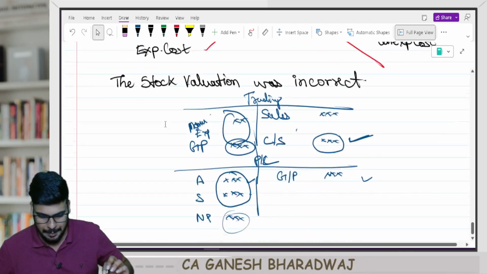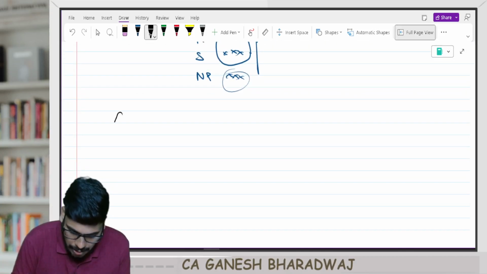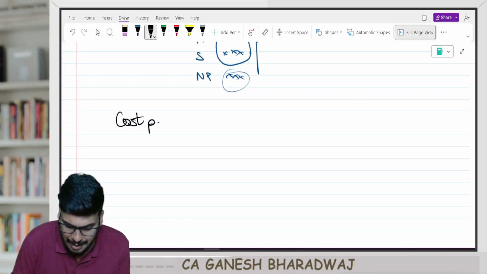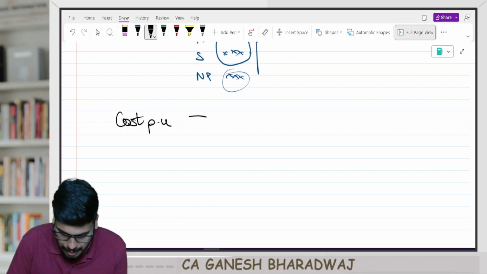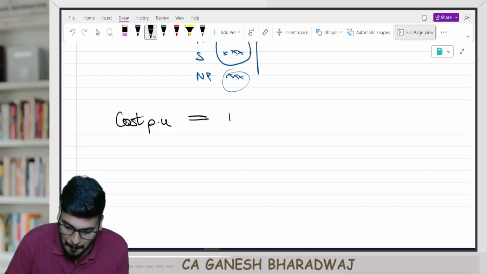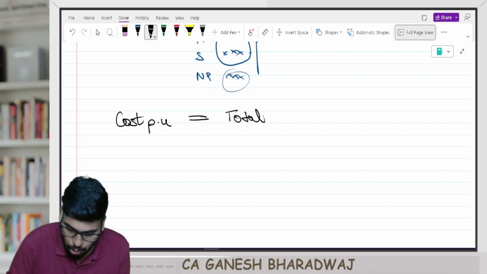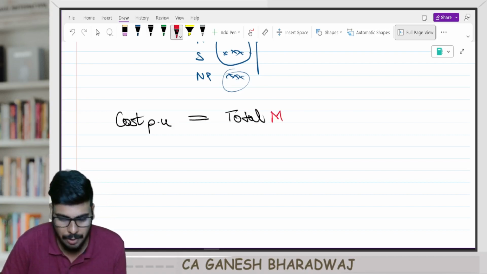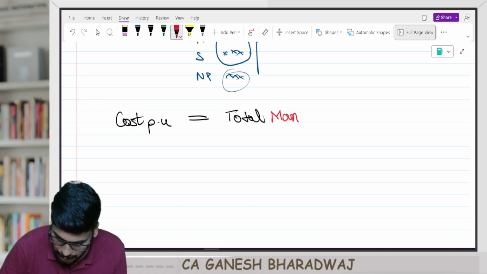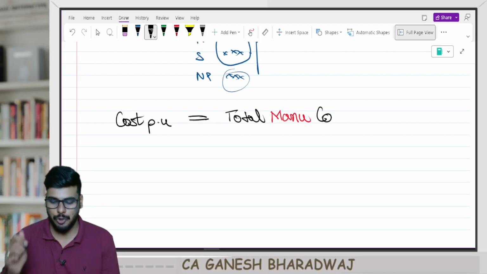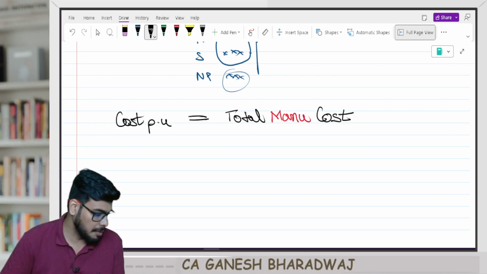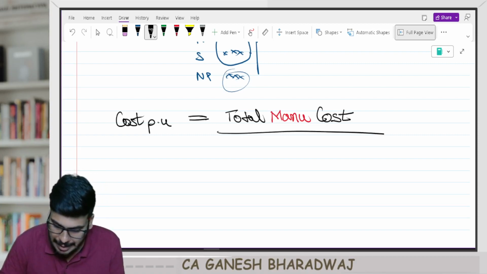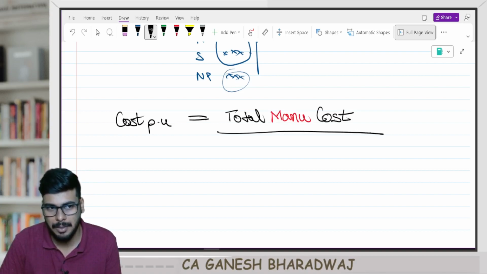So can I say cost per unit? Whenever I say it, it generally means the total manufacturing cost. Take a red ink and write it down now: total manufacturing cost. The word manufacturing alone should be in red ink. Total manufacturing cost divided by what? Divided by total units produced or sold.